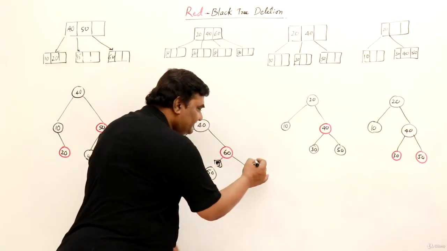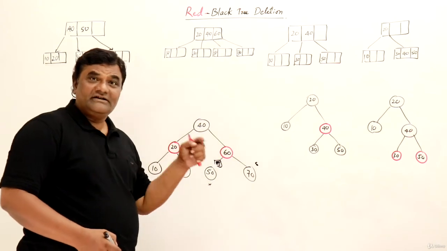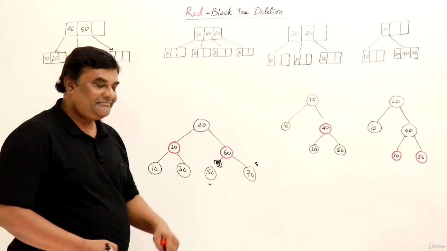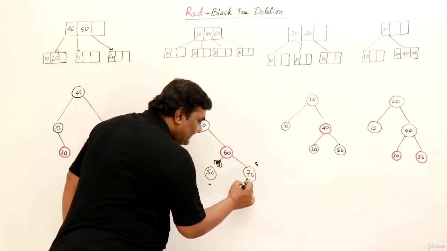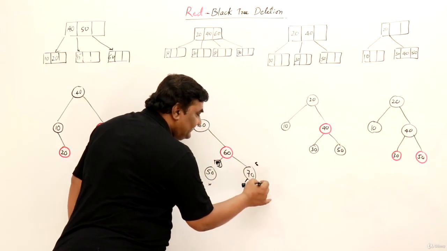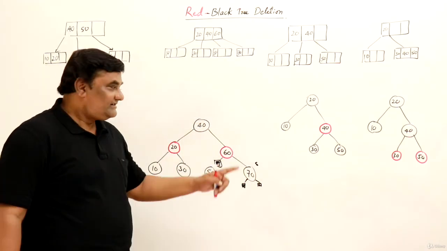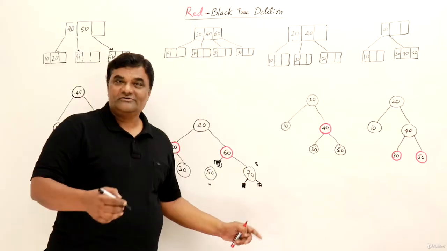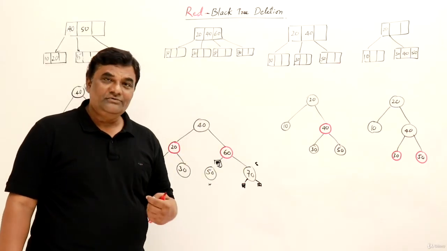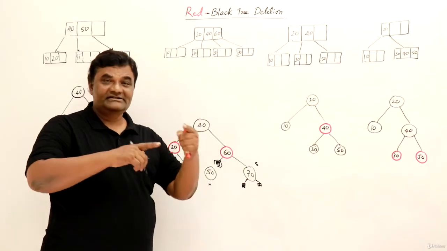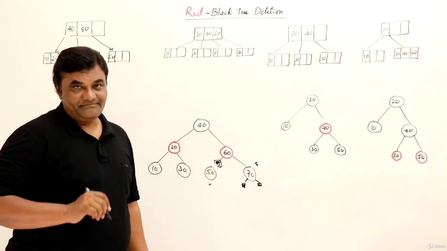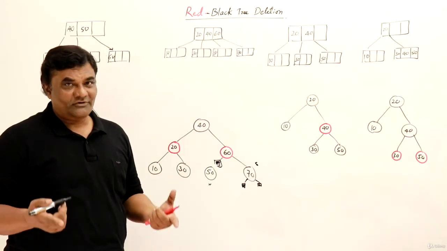Check for the sibling. Sibling is black. Then what are its children? You have to see the children of the sibling. There are no children actually, so those are nulls, and nulls are black color. Yes, sibling is black, its children are also black. So what is the procedure? What do we do in this case? If a sibling and its children both are black, then recolor. If any one of them is red, then perform rotation.